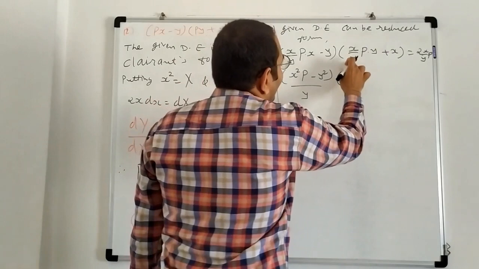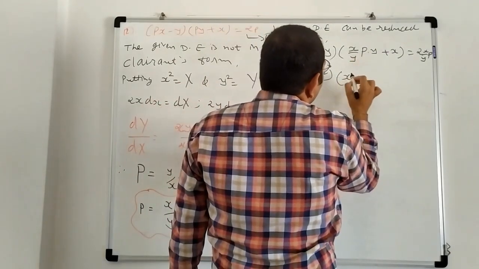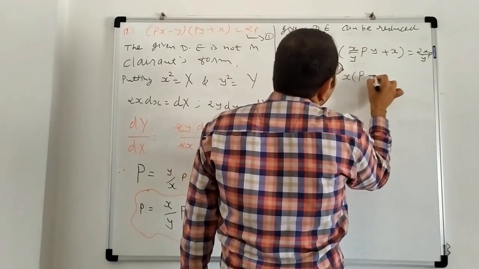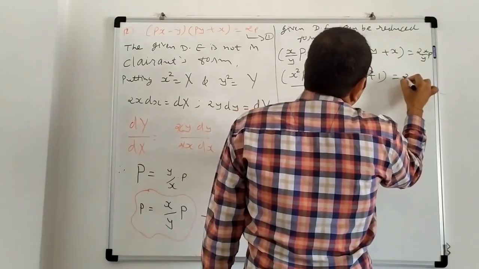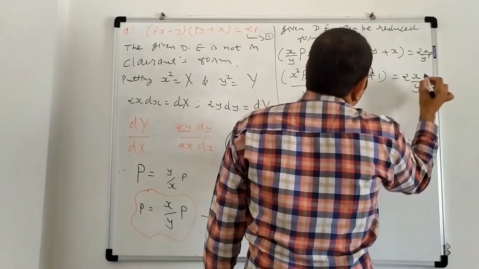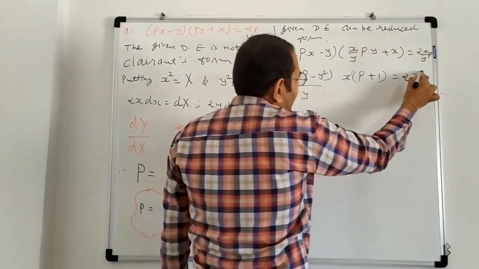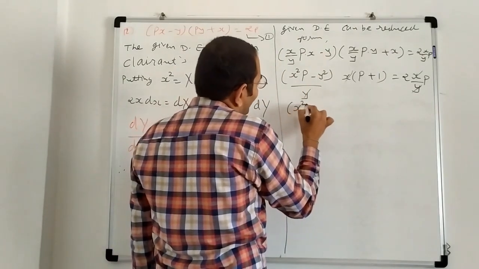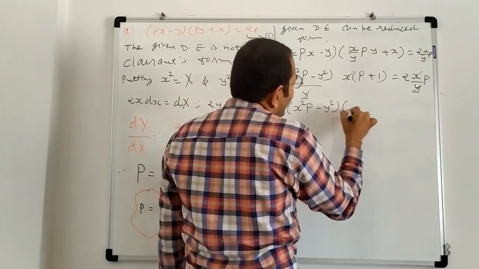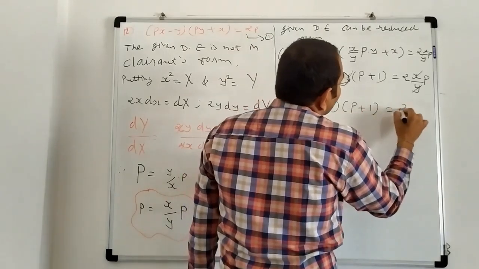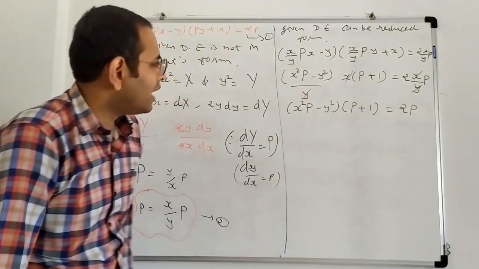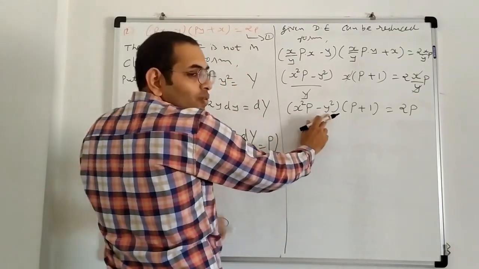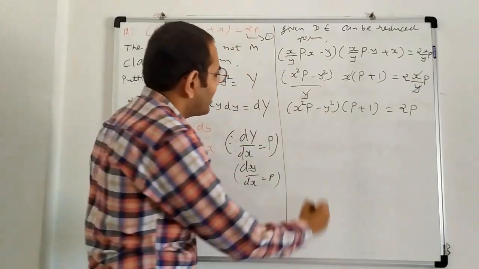Here y cancels out, x is common, then (P + 1) equals 2x/y times P. Then x cancels, y cancels, and we get x² P − y² P + 1 equal to 2P. Now replace x² as capital X and y² as capital Y.